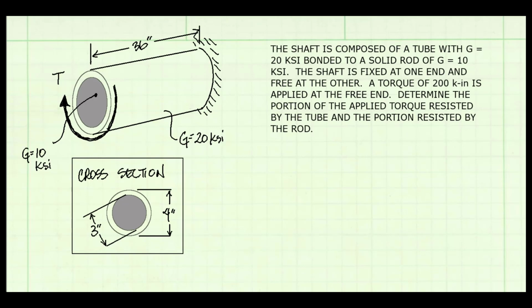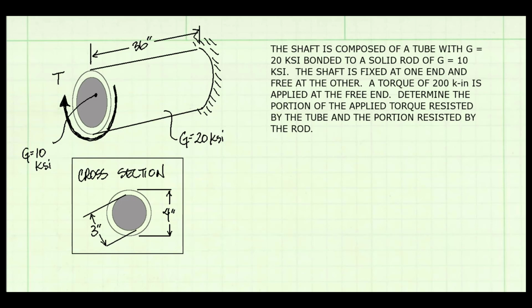The example problem says, the shaft is composed of a tube with shear modulus 20 ksi, bonded to a solid rod of shear modulus 10 ksi. The shaft is fixed at one end and free at the other. A torque of 200 kip-inches is applied at the free end. Determine the portion of the applied torque resisted by the tube and the portion resisted by the rod.